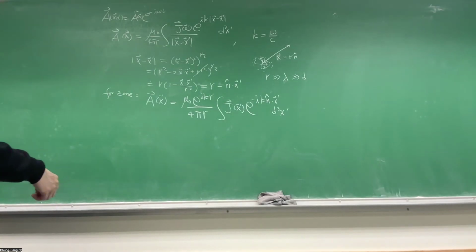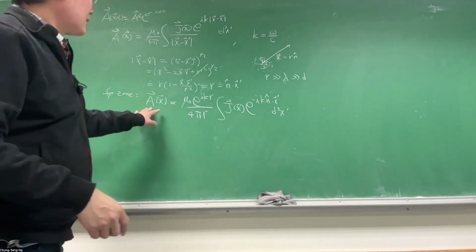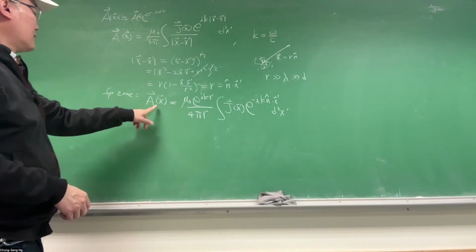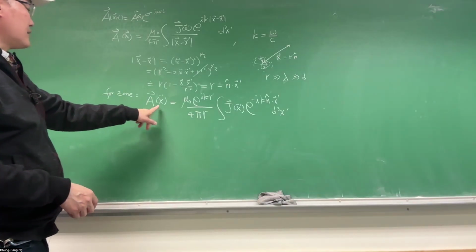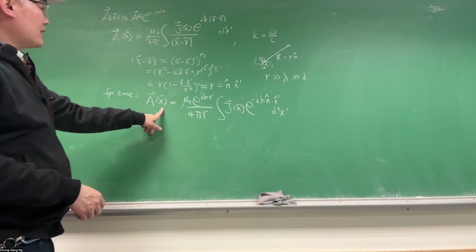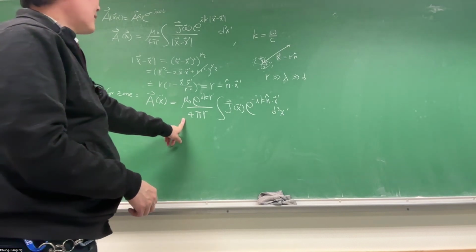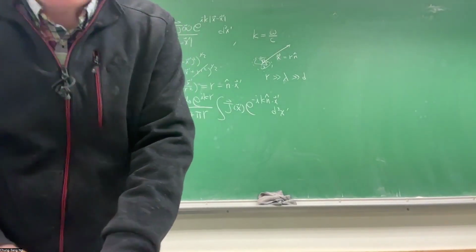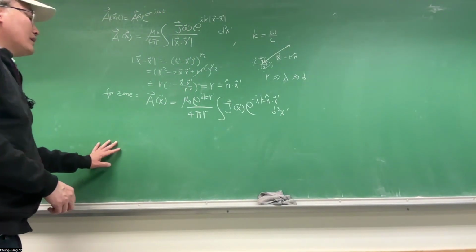Okay, so that is this one. This is the vector potential, at least the spatial part of the vector potential in the far zone, is given by this one. Okay, so that is 9.8. All right.